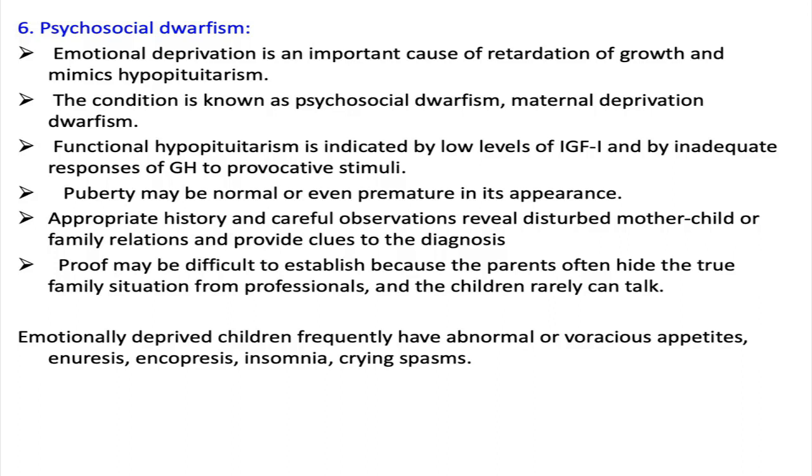Appropriate history and careful observation reveal disturbed mother-child or family relation and provide a clue to the diagnosis. A proof may be difficult to establish because the parent often hides the true family situation from a professional, and the children rarely can talk. So the diagnosis is very important, but sometimes it is very difficult by history. Emotionally deprived children frequently have abnormal or voracious appetite, enuresis, encopresis, insomnia, and crying spasm. So these features may give a clue to the diagnosis in addition to the premature puberty.